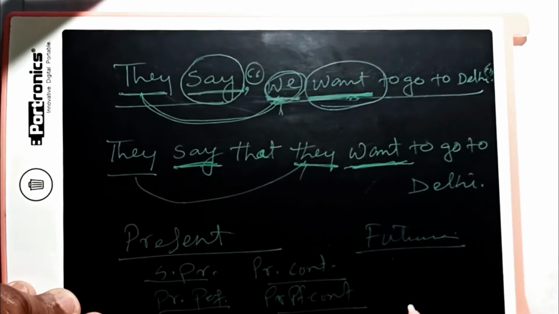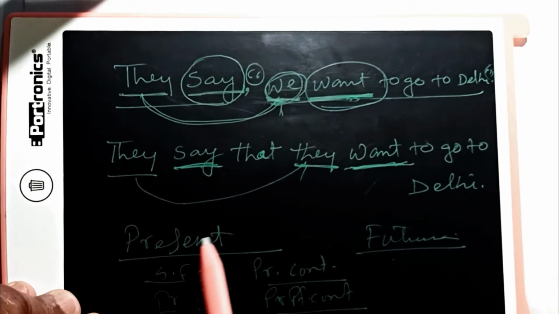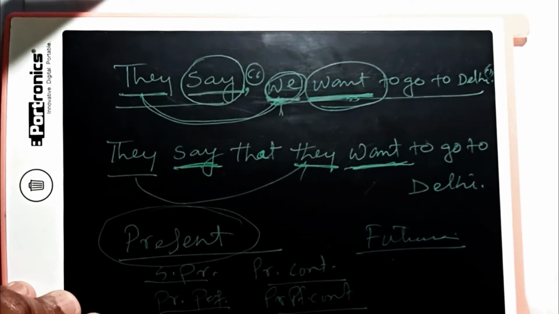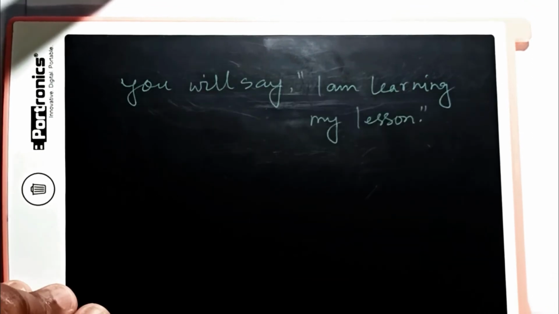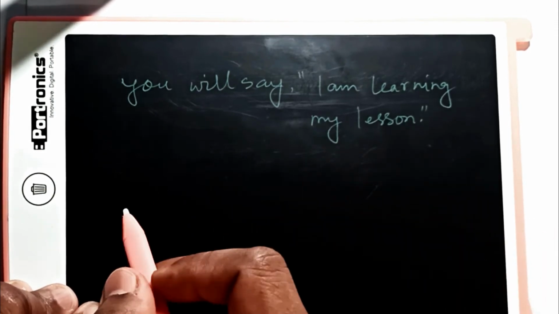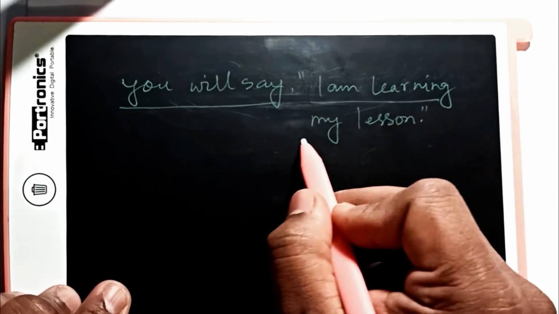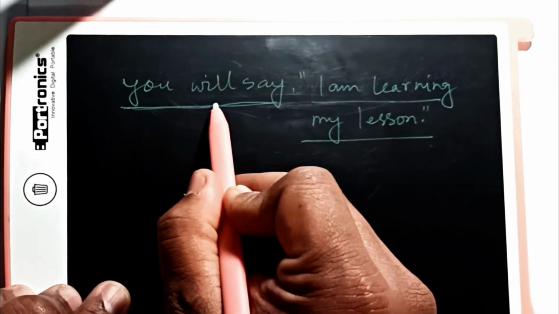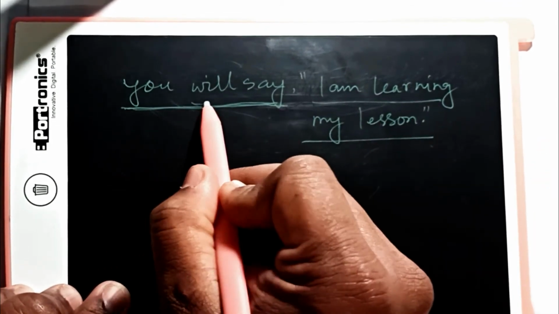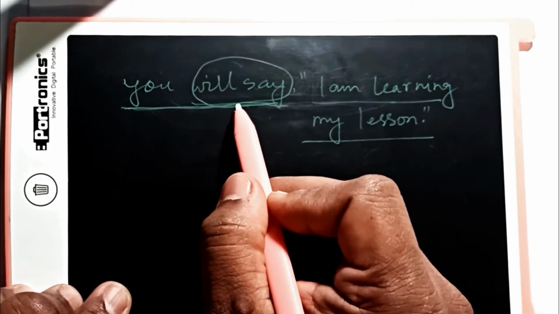Whatever future tenses we have, all the future tenses are included, just as we have seen all the 4 present tenses are included within present tense. Present means present. Now let's see one more example with future tense. Okay, let's go with this sentence. You will say, I am learning my lesson. So what you can see, this is our reporting speech and this is our reported speech. What tense do you see here in our reporting speech? Will say. Will say means it is future, simple future tense.